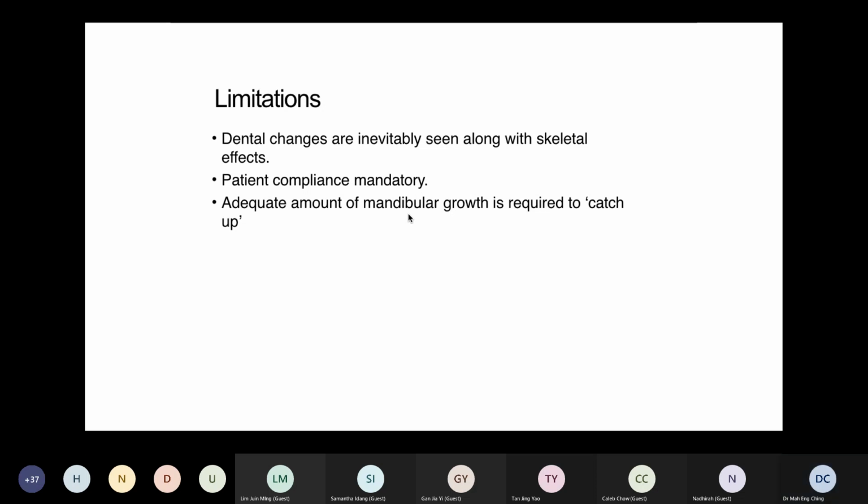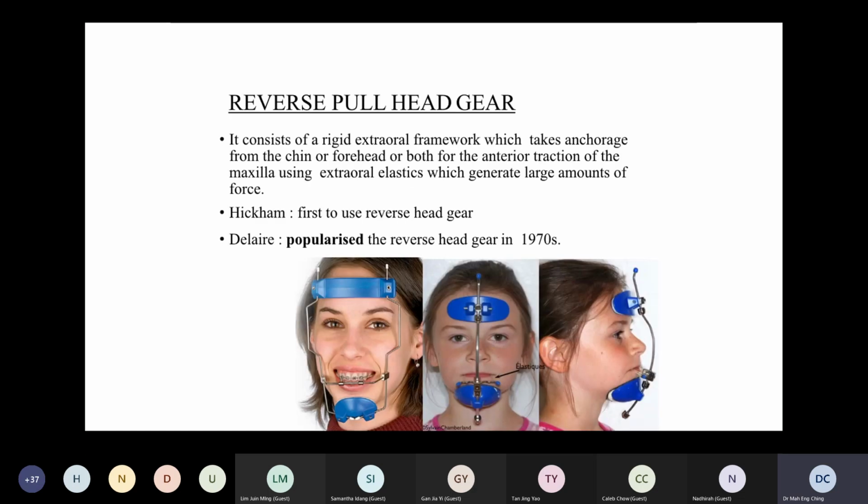Of course, this headgear is only for the extraoral, which is trying to move the maxilla backward. So if this isn't enough, then maybe you can add in the functional appliances, which we talked about in the last lecture, the myofunctional, trying to move the mandible forward. So just now we finished the extraoral headgear, which is mainly used for class 2 or maxillary excess.